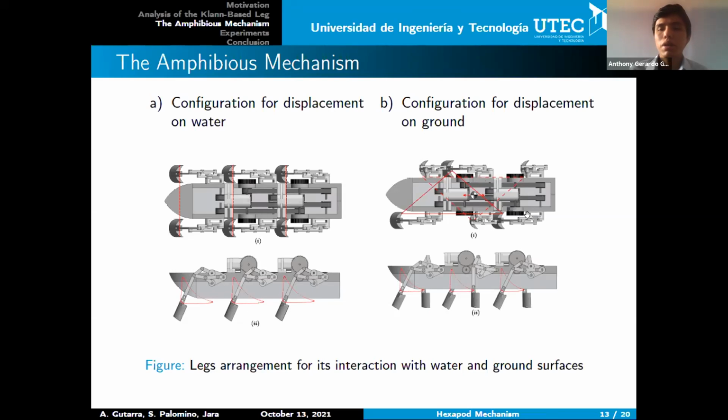For displacement on ground, we propose a tripod gait. In a tripod gait, a three-leg set forms a triangle, as we can see here, whose center point is the summing point of forces acting on the legs, and when this point acts in the same horizontal line as the center of mass of the mechanism, torques don't appear in the roll direction of the robot. And this is the arrangement we can see here.